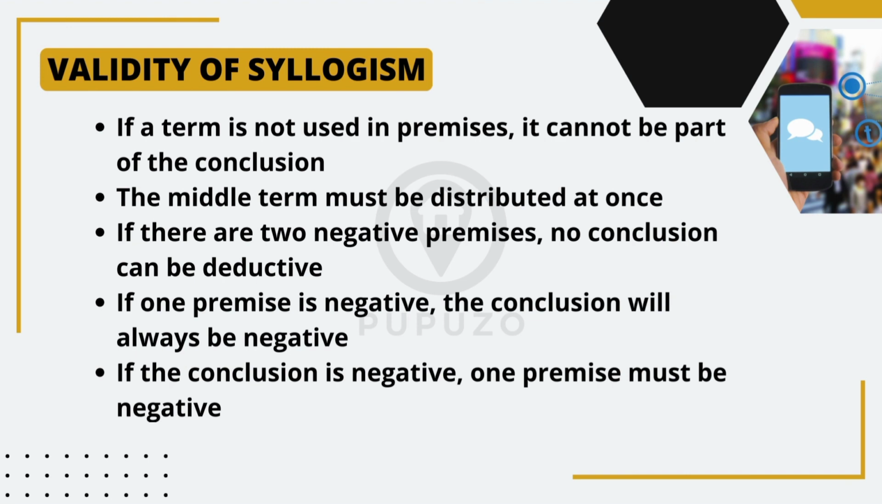In summary, syllogism is a powerful tool in logic, consisting of premises that lead to logical conclusions. Understanding its components, such as the major premise, minor premise, and conclusion, and adhering to the rules of validity ensures the accuracy of the deductions made.